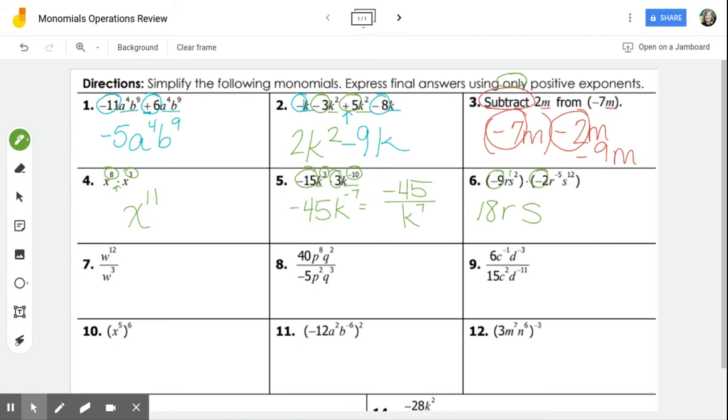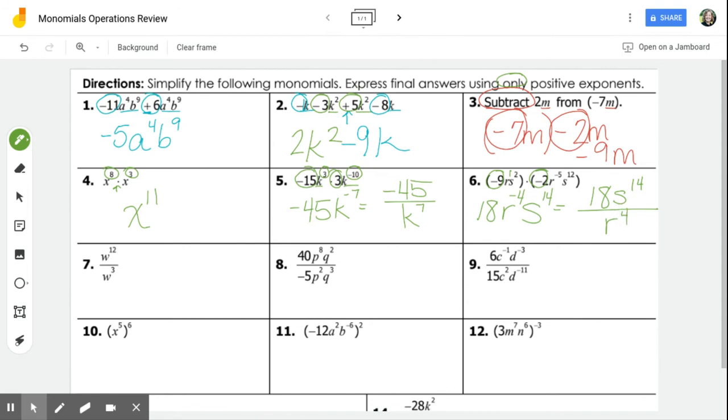R has 1 plus negative 5, which is negative 4. And S has 2 plus 12, which is 14. Now we're going to take our shortcut. 18 is going to live in the numerator, and I'm going to draw my vinculum. The other thing that's going to stay in the numerator, which has a positive exponent, is S to the 14. Doesn't 18 have a positive exponent? It would be 1, correct? So R to the negative 4 goes to the denominator and becomes positive.